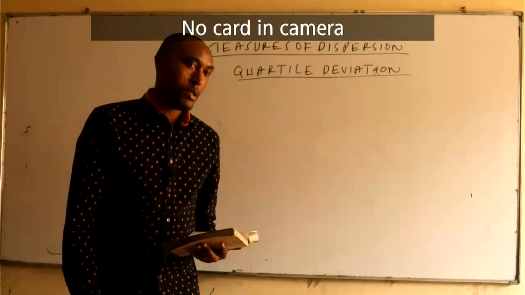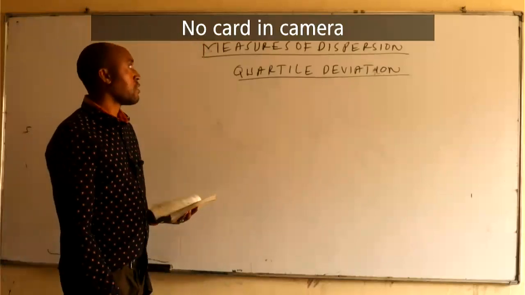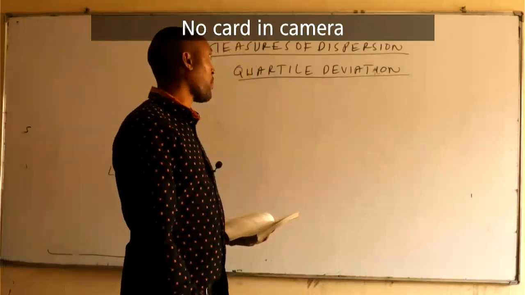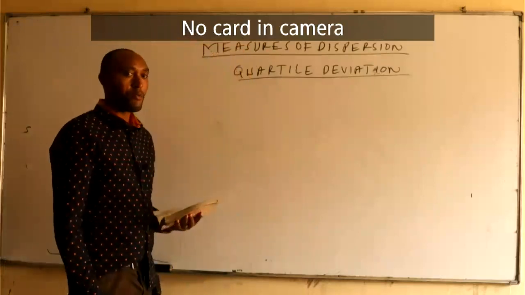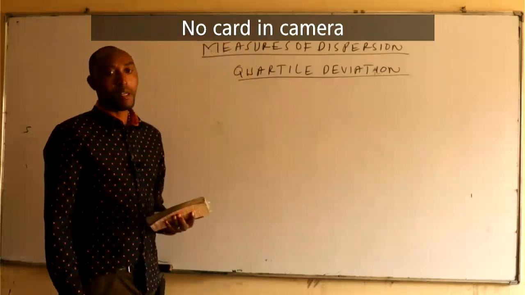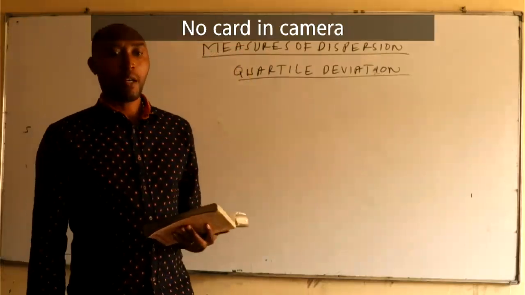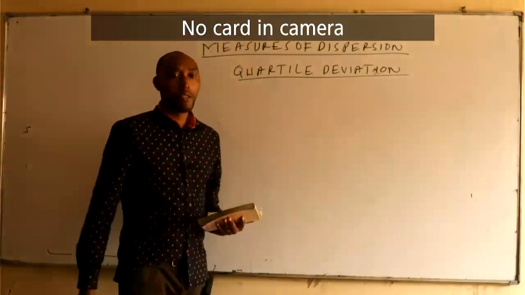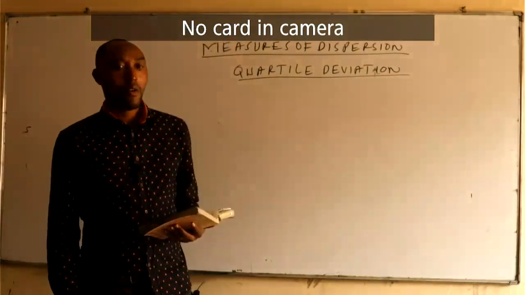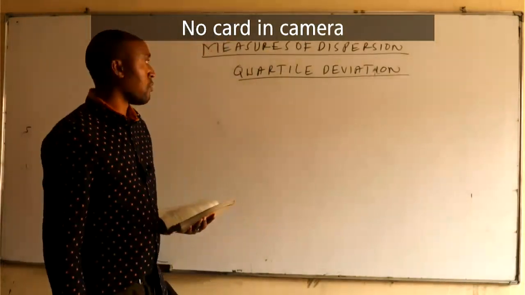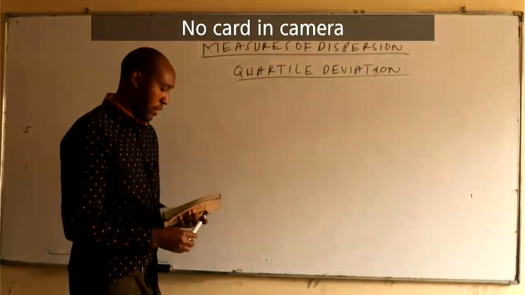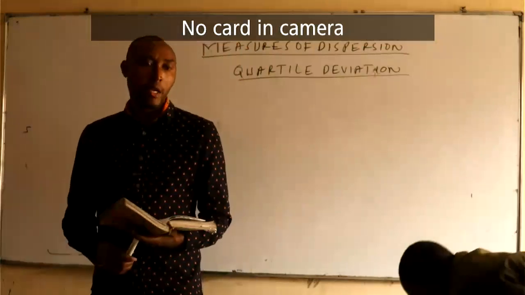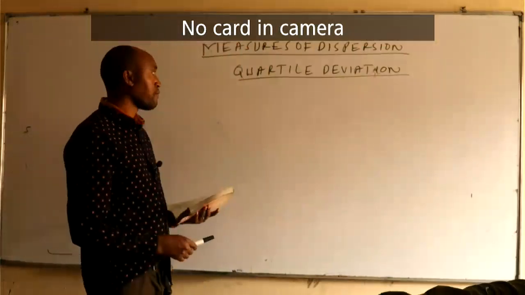Welcome to today's class. Our unit today is business calculations and statistics, and our topic today is measures of dispersion. Last class, we already discussed one of the methods of measuring dispersion, which was the range. Today we are going to tackle quartile deviation, and we'll start by making a definition of what quartile deviation is.